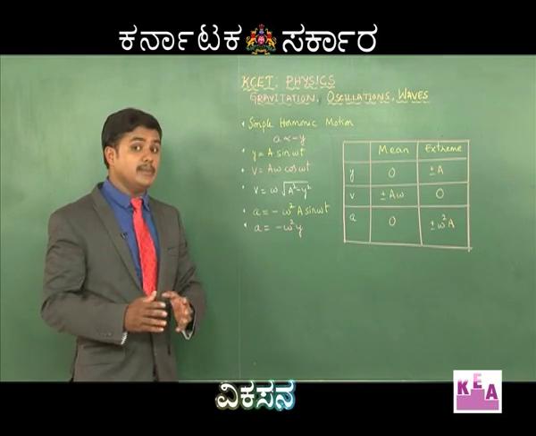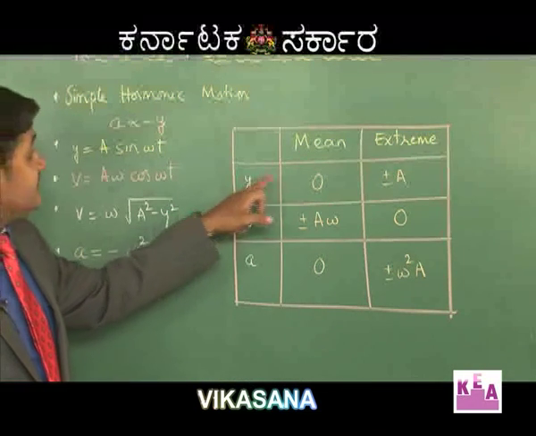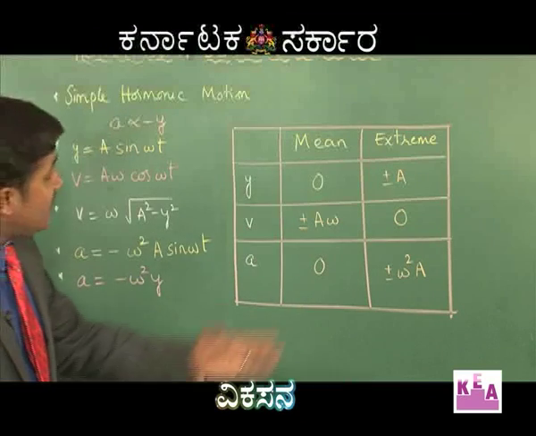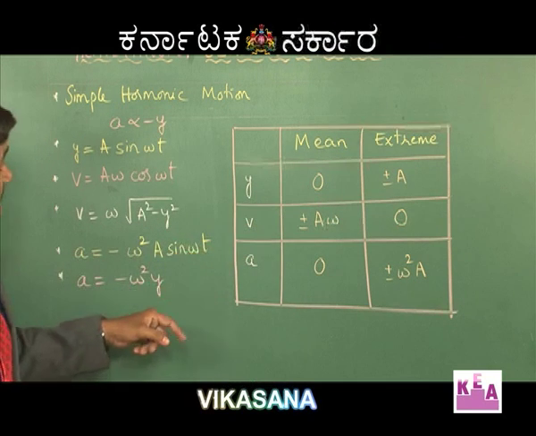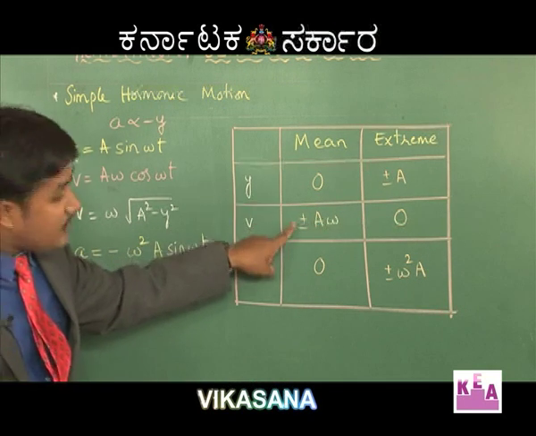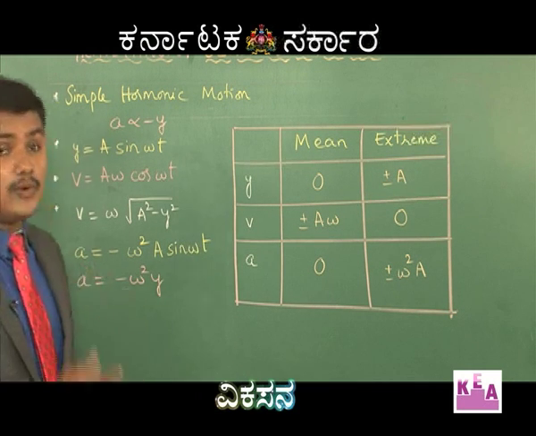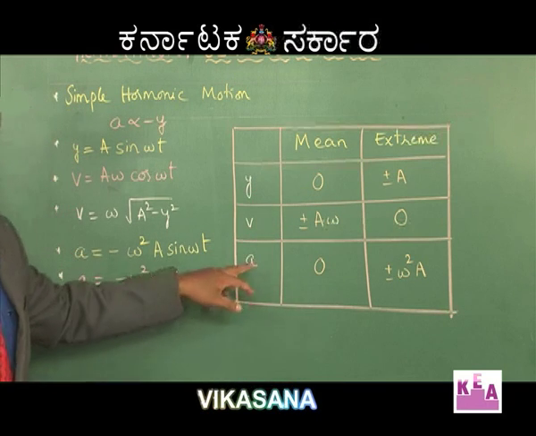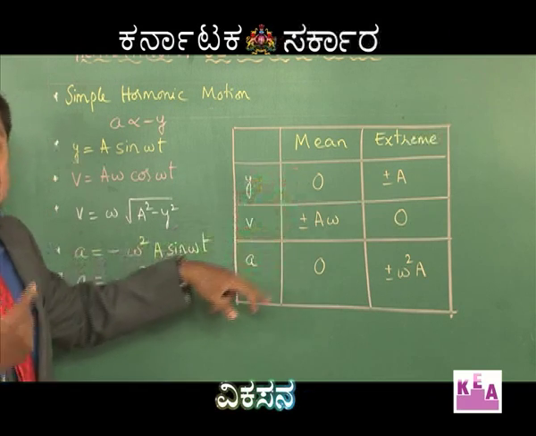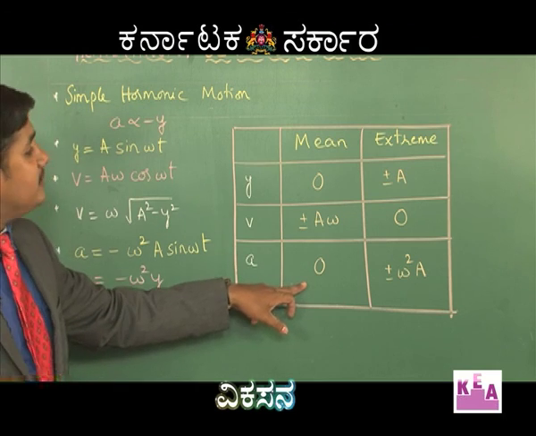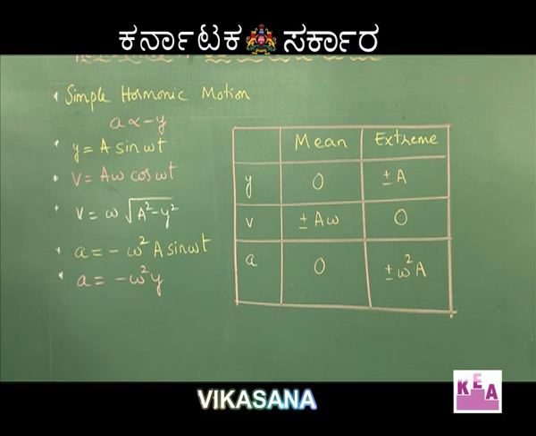So to remember this, you have to make a table like this, which says that the displacement of the body is 0 at its mean position, which is minimum, and at extreme displacement is maximum given by amplitude, that is plus or minus a. And when it comes to velocity, it is maximum at the mean position, which is given by plus or minus a omega, and 0 at the extreme position. And acceleration, however, should be directly proportional to the displacement. Therefore, acceleration will be 0 at mean position and maximum at extreme position, whose magnitude is omega square a.